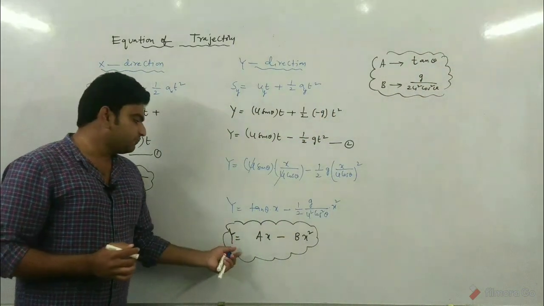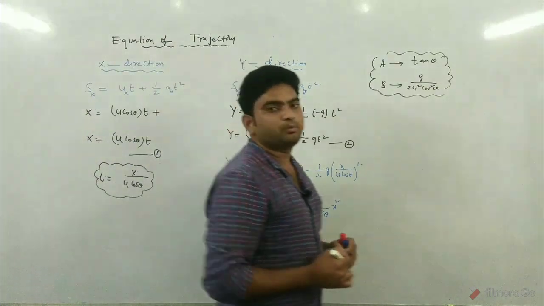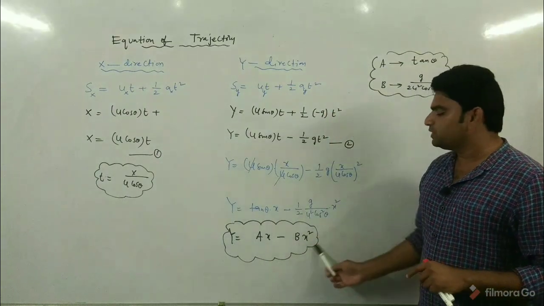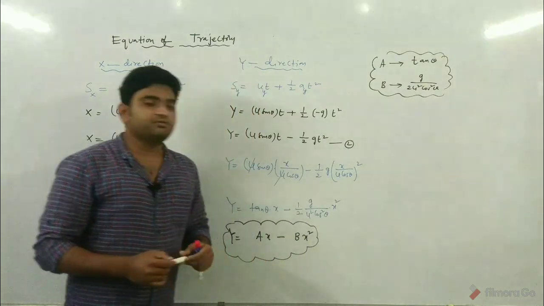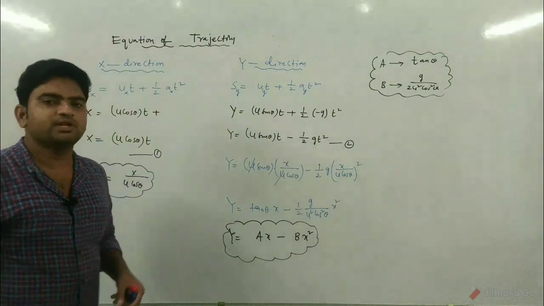So that means if the format is like this, we can say that the path of the projectile motion is a parabola, since y is directly proportional to x square. I hope you understand this particular derivation. We will see one problem based on this particular concept, so that it will be very clear to you.